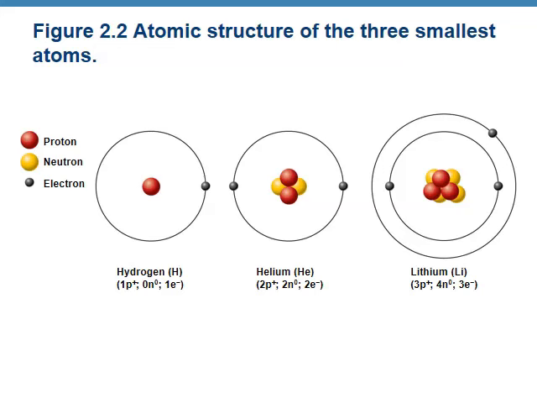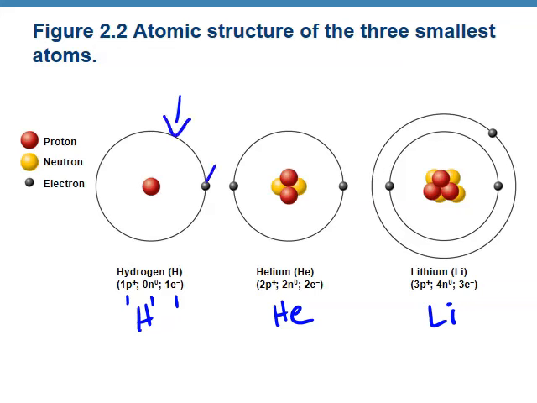This figure shows you the atomic structure, giving you some different elements. So this is hydrogen, this is helium, and this is lithium. They're telling you the number of protons, neutrons, and electrons that each one has, and then they're showing you in a figure what it would look like.